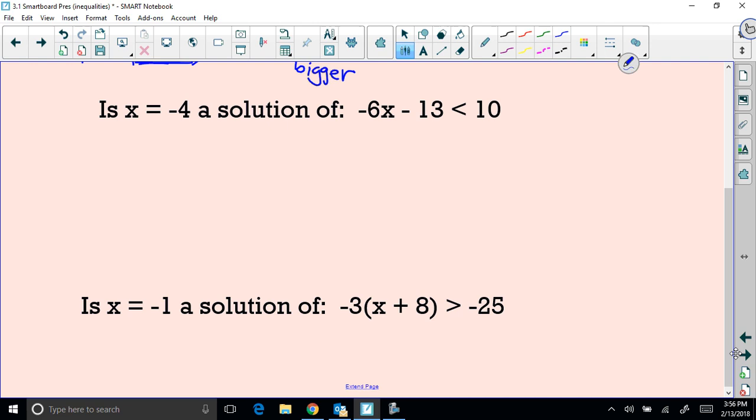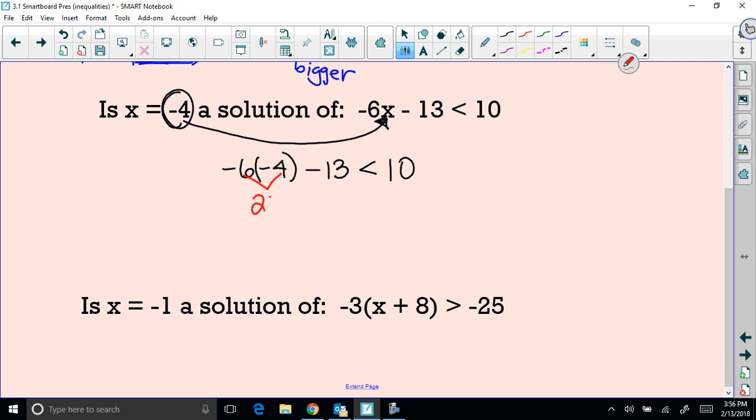Okay, the second one, same idea. They're asking us, will -4 be a solution? And so what we want to do is plug it in. So you're going to rewrite it, and instead of x, you're going to plug in that number in parentheses. And then -13, and this time we read the symbol less than, and then 10. And then we're going to do that. So order of operations, multiply. So that's 24. Bring down my -13, less than 10. And now I'm going to simplify that to an 11.